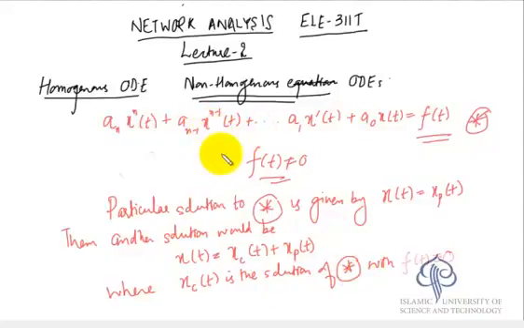And you can very easily verify this by substituting the solution x_c(t) plus x_p(t) into this equation. When you do that, you'll see that the left hand side will be equal to 0 plus f(t), and the right hand side is f(t). So the general solution consists of two parts: the solution of the homogeneous counterpart of the non-homogeneous equation and the particular solution to the non-homogeneous equation, the sum of the two.